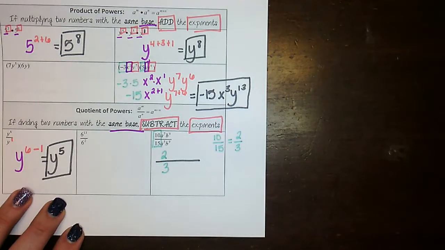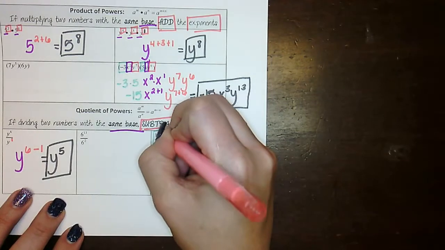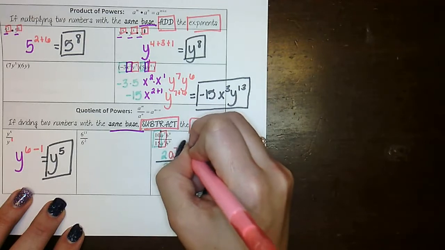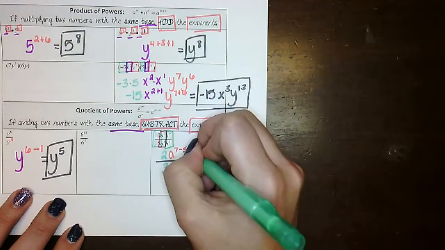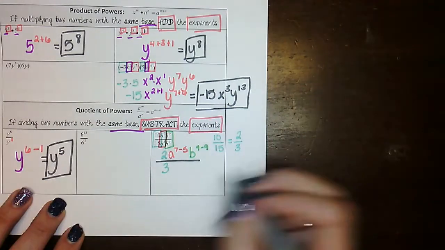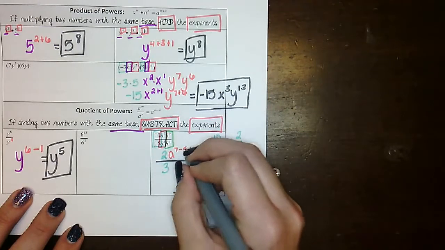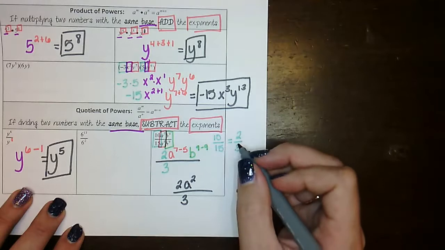And now we subtract our exponents. So let's look at our a's. So we have a 7 minus 5. And then we look at our b's. We have 9 minus 9. Let's do our final simplification. We have 2 over 3 still. 7 minus 5 gives us 2. And 9 minus 9 is 0.